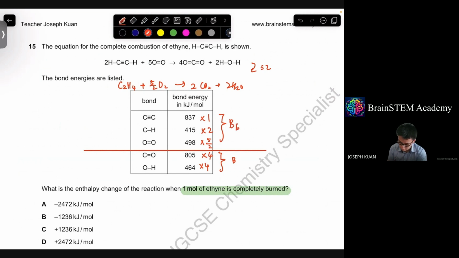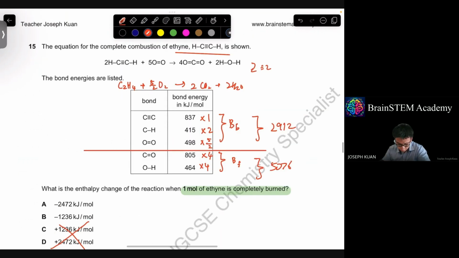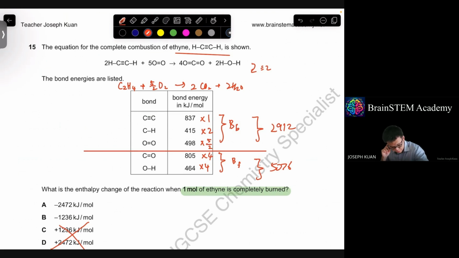So compute this out on your calculator. You get 837 plus 415 times 2 plus 498 times 2. We get 2912 on this side. And 805 times 4 plus 464 times 4. We get 5076. So 2912 minus that answer, we get negative 2164. I must have made a mistake here because we don't have that option. Also, you know something, this is a hydrocarbon. It must be exothermic. So it's either 1236 or 2472. I wonder where my mistake is. Let me double check.